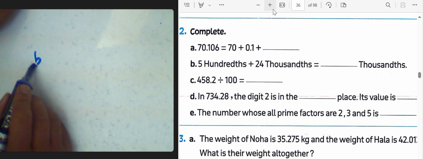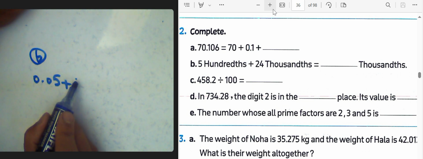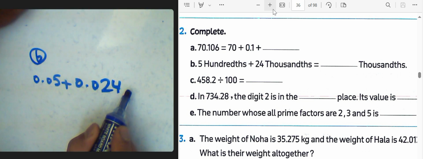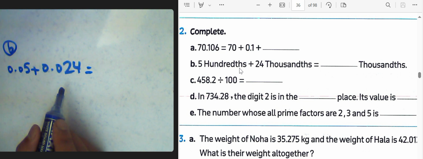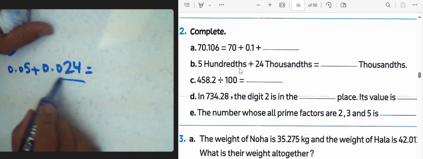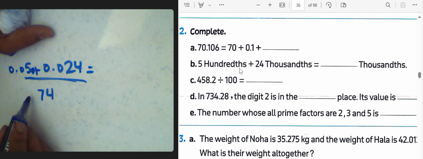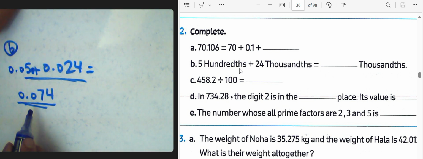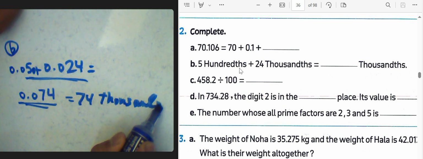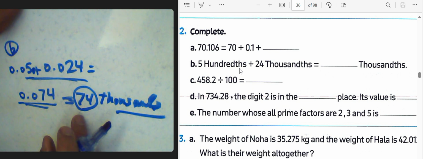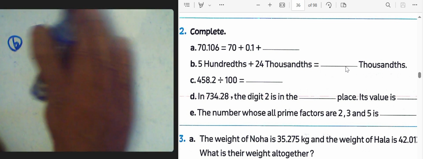Question is letter B. 5 hundredths plus 24 thousandths equals 8 thousandths. We can convert 5 hundredths here and 24 thousandths. We can add each together. First, put 0 and 4 plus 0 equals 4, 2 plus 5 is 7, 0 plus 0 equals 0. This is the result. So you can write the result here 74,000. So the result will be 74,000, right? This number is a place here, okay? 74,000. What about letter C?